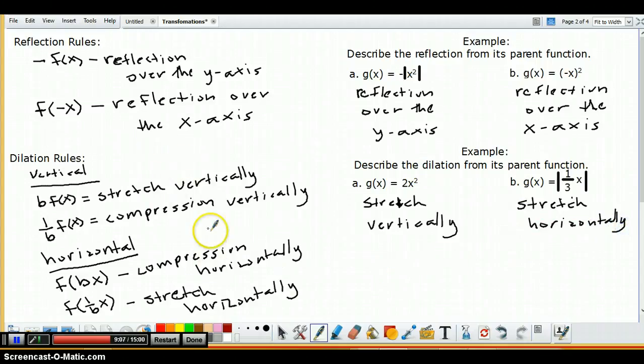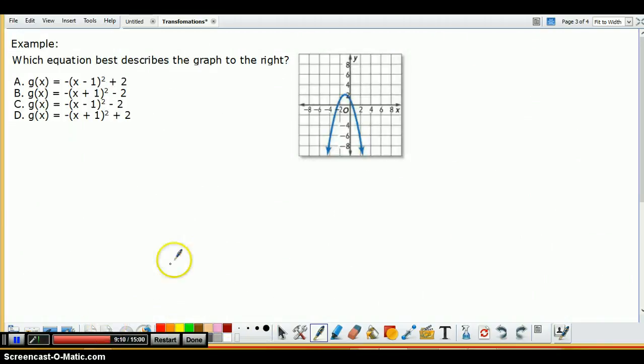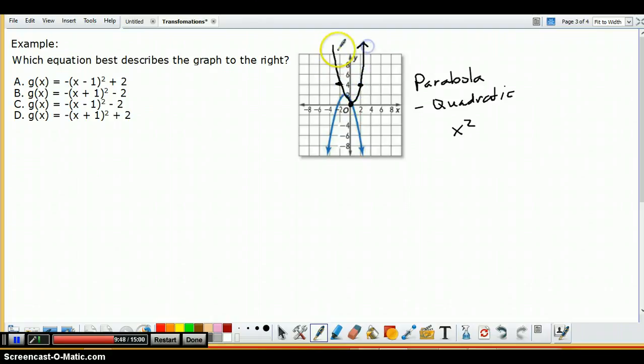All right, so we can use the rules that we've gone over here to be able to write an equation. It says, which equation best describes the graph to the right? Well, the shape of the graph is a parabola, which means that it is quadratic, which means it deals with x squared, right? So remember, x squared has a graph that looks like this. That's the parent function of x squared.